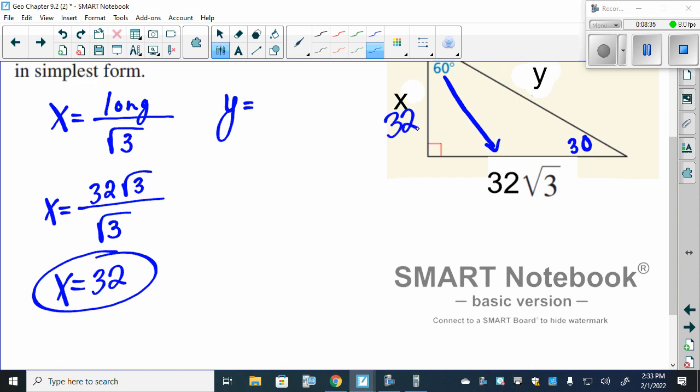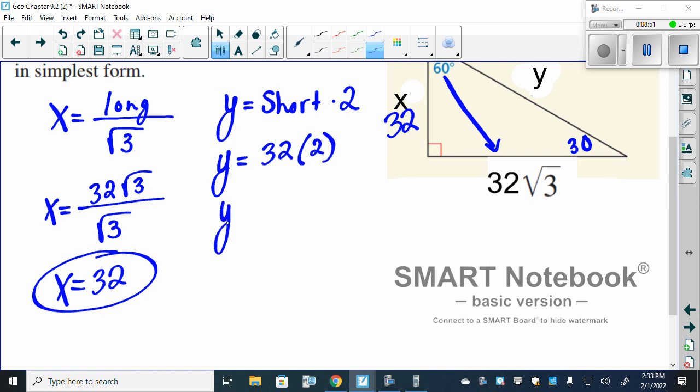Any questions on how we found the value of x? Now to find the hypotenuse, we take the short side and multiply it by 2. So y is 64.